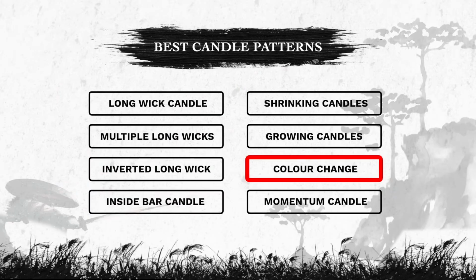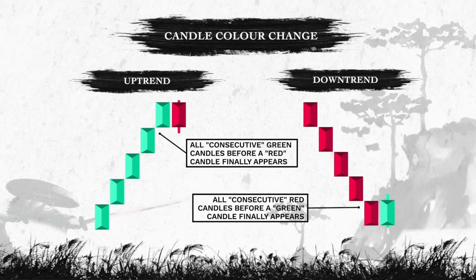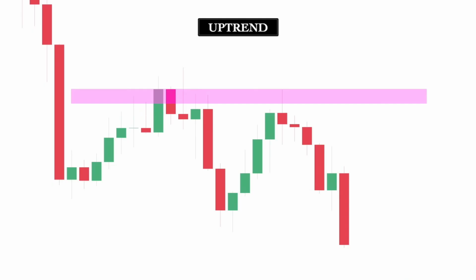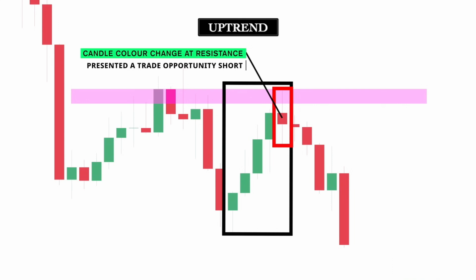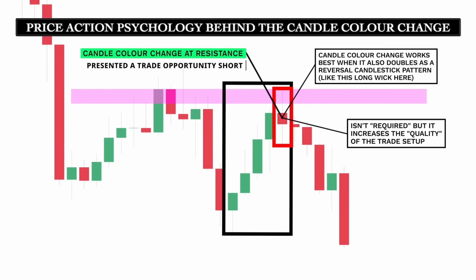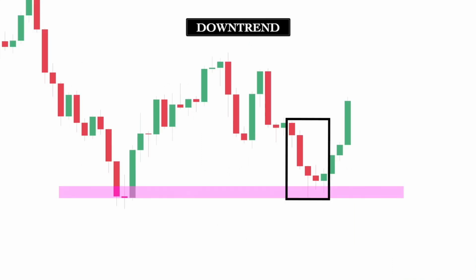Next, candle color change. This is when a series of one-color candles ends with an opposite color candle. In an uptrend, many green candles are followed by a red at resistance. This shows loss of buyer control. In a downtrend, red candles followed by green near support show seller exhaustion.